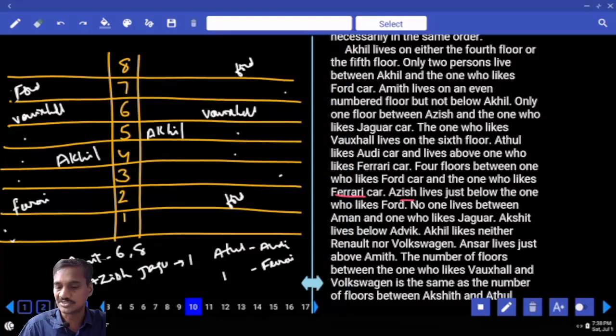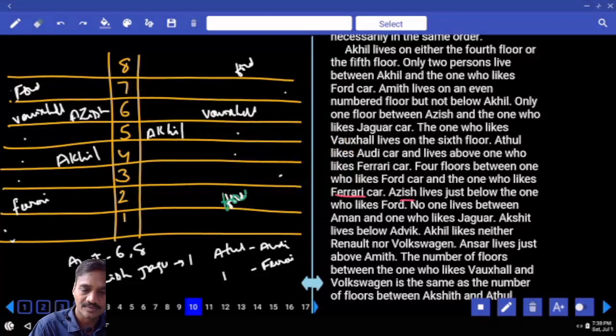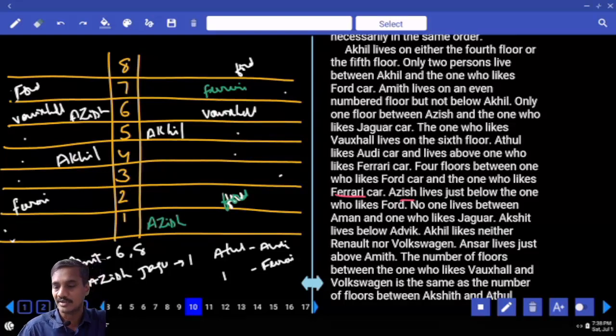Ajish lives just below the one who likes Ford car, isn't it? Now, if Ford is here, there are two different possibilities with Ford. Then between Ford and Ferrari, 1, 2, 3, 4, Ferrari is here. Now follow the number. If Ford is here, then Ajish is immediately below the one who likes Ford car. Between Ajish and Jaguar, there must be exactly one car.